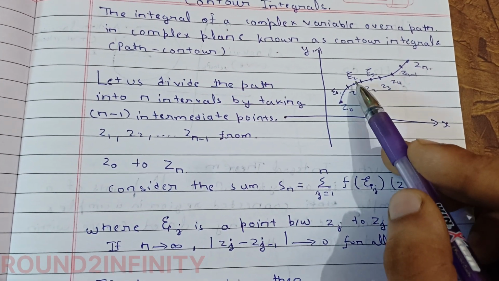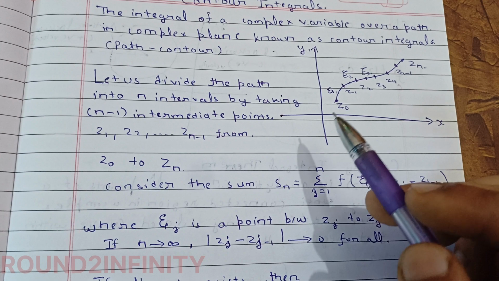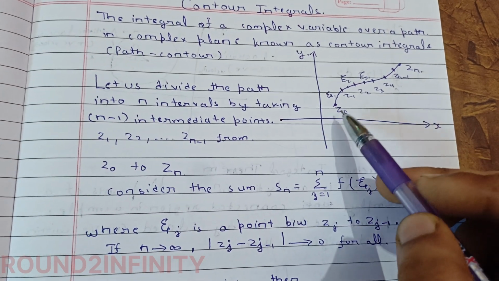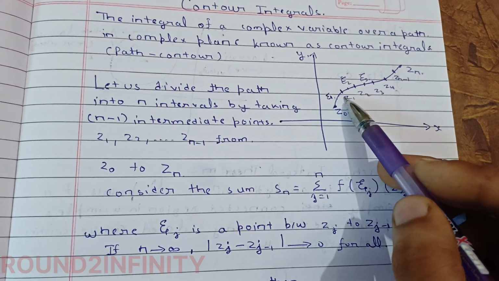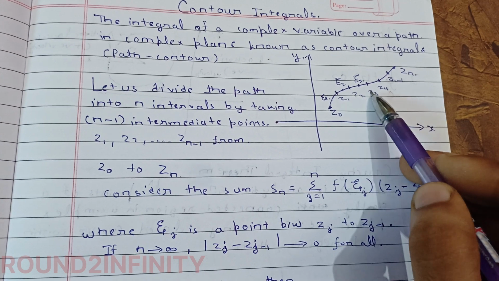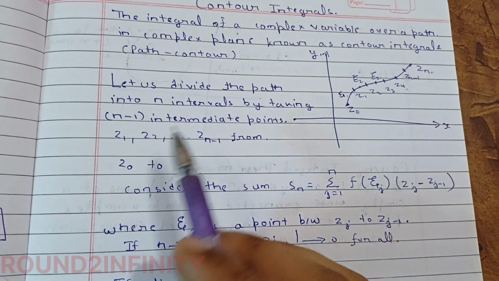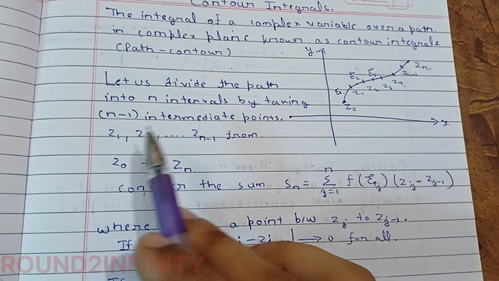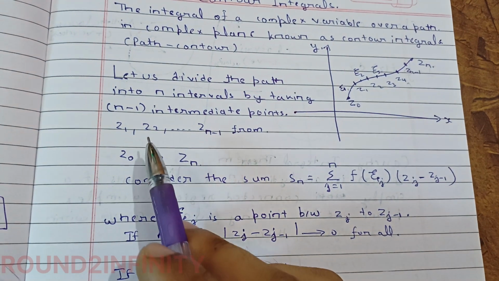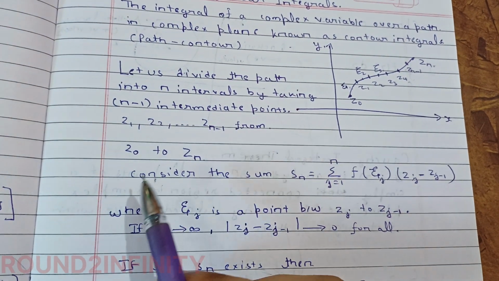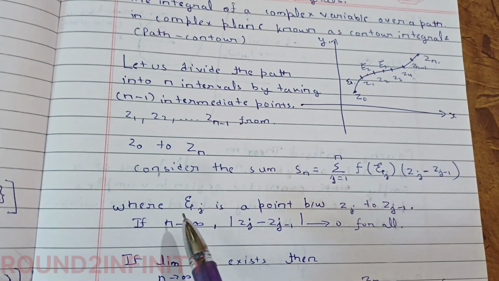Now in each part we have E1, E2, E3 and so on. Between z0 and z1 we have E1, between z1 and z2 we have E2, and between z2 and z3 we have E3. So we divide the path into n intervals by taking n minus 1 intermediate points z1 to z(n minus 1) from z0 to zn.